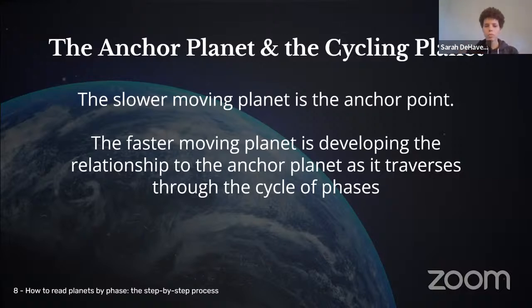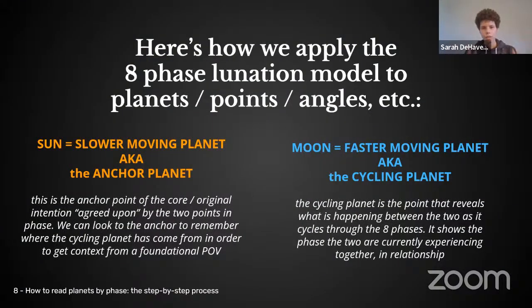And then the faster moving planet is developing the relationship with the anchor planet as it traverses through the cycle of phases. Let's look at that more in a graphic, okay? Here's how we apply the 8-phase lunation model to planets, points, angles, etc. So if we were thinking of the lunation model, we'd have the sun, and then we'd have the moon, happily moving around the earth and reflecting light from the sun in different ways as it moves through that cycle.